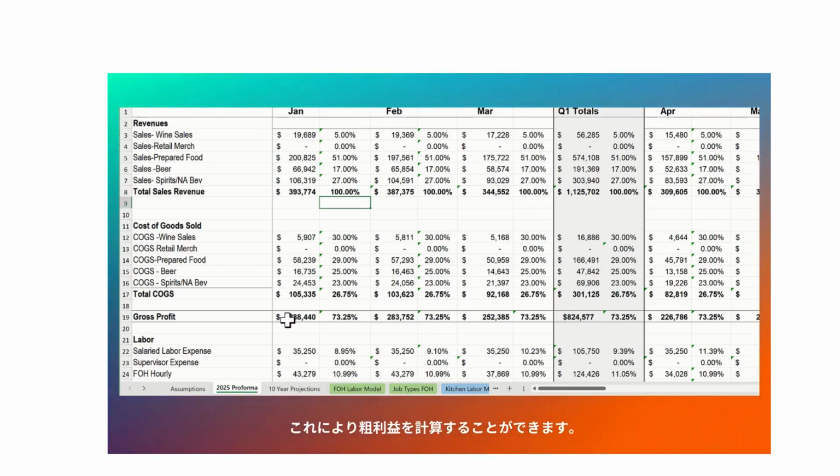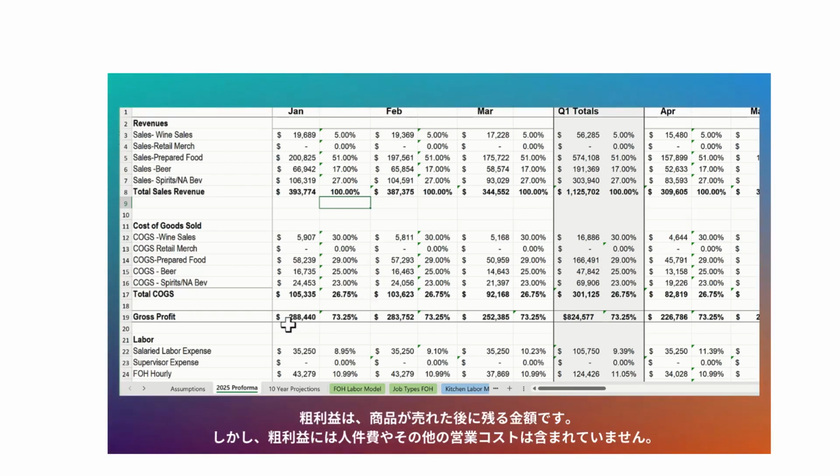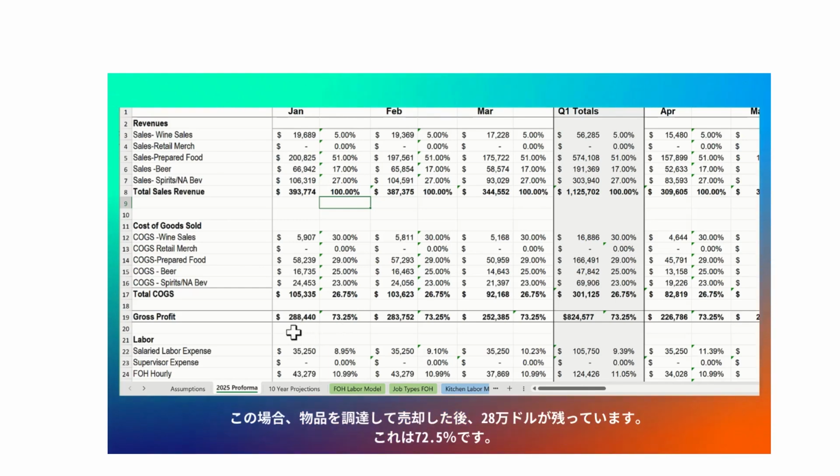And then that generates what we call a gross profit. A gross profit is basically just the items you sold and the profits from those. It doesn't account for labor or any operating expenses for the restaurant. And in this particular situation, after we've bought all of our items and we've sold them, we have $288,000 left over, or 73.25%.